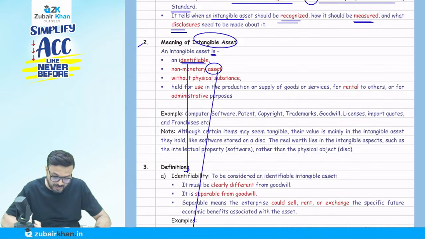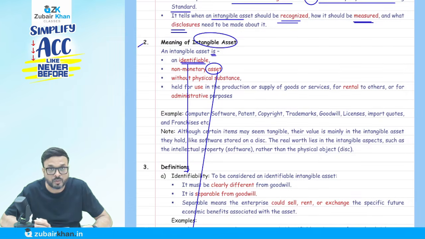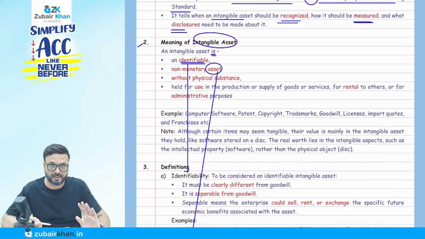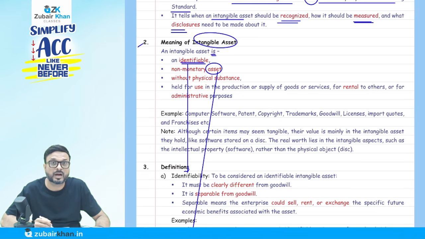Now we'll see the definition of what is identifiable. What do you mean by asset? Non-monetary means, what do you mean by monetary? Something which is receivable and payable. Other than that, we call them non-monetary. But what do you mean by asset? We'll discuss that. Without any physical substance.